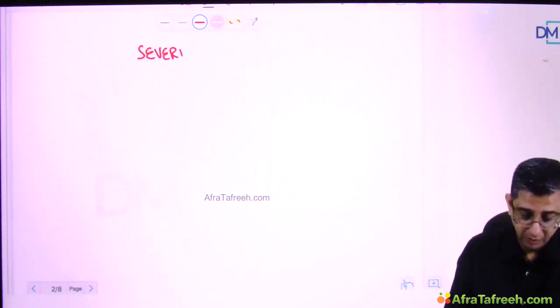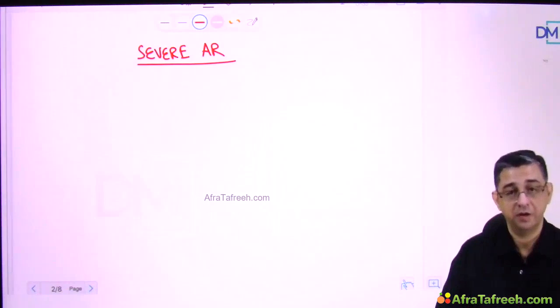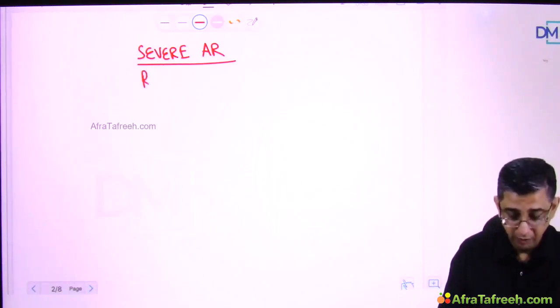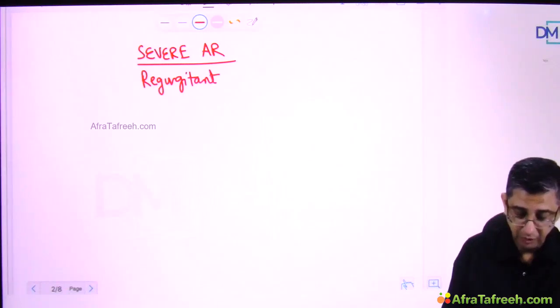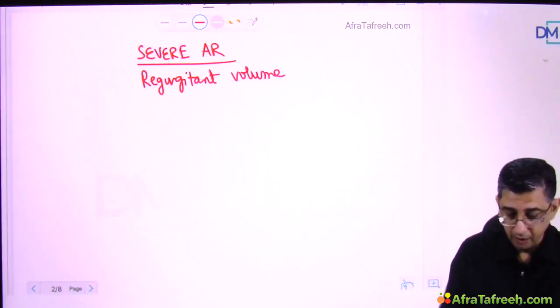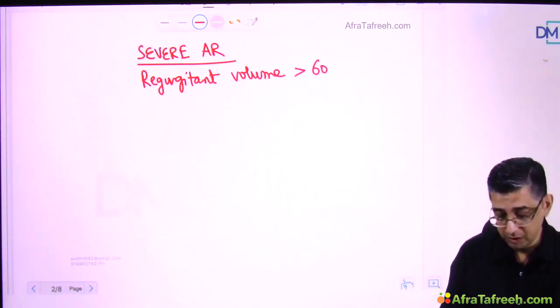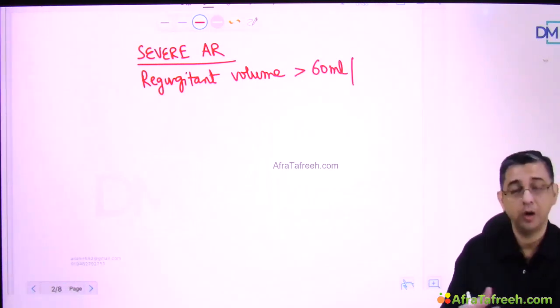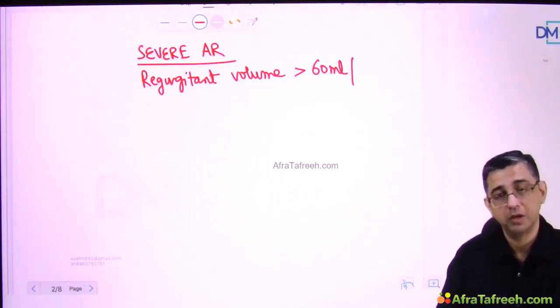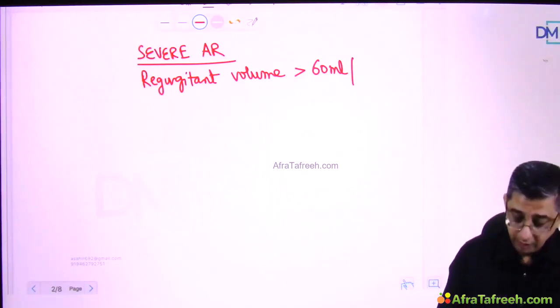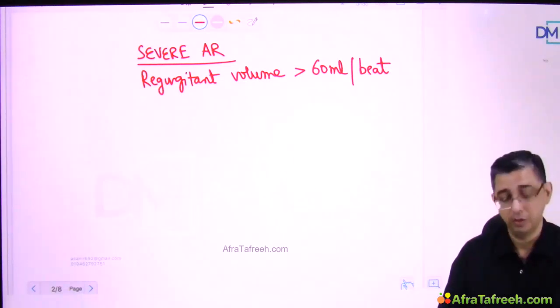Once we are aware of the causes, then we need to understand the meaning of the word severe aortic regurgitation, because most of the questions are focused on severe aortic regurgitation. So when would you say severe aortic regurgitation is, based on the regurgitant volume? If an MCQ mentions that the regurgitant volume is more than 60 ml, that's huge, no? I mean, normally the stroke volume would be something in the range of 80 ml.